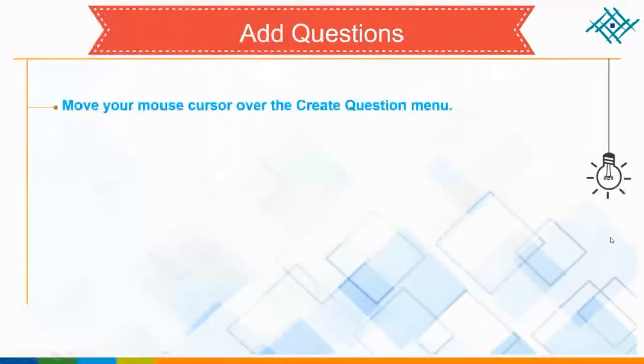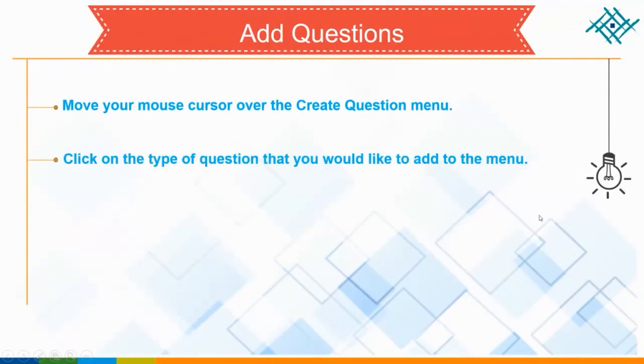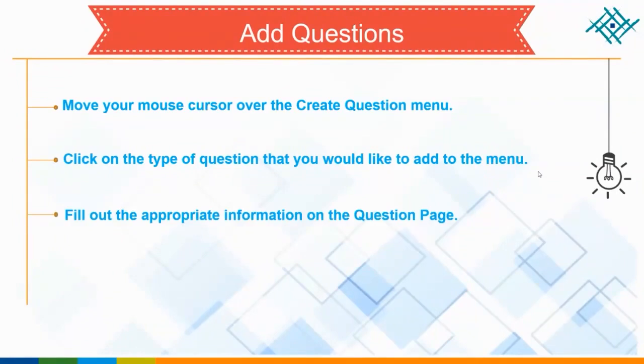Then add questions. Move your mouse cursor over the Create Question menu. Click on the type of question that you would like to add from the menu. Then fill out the appropriate information on the question page and click on Submit. This is generally how to add questions.